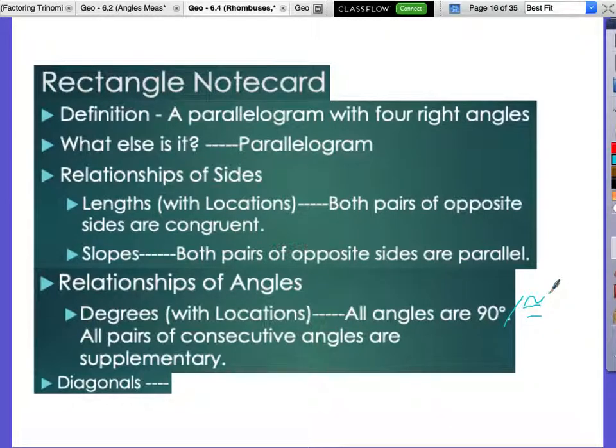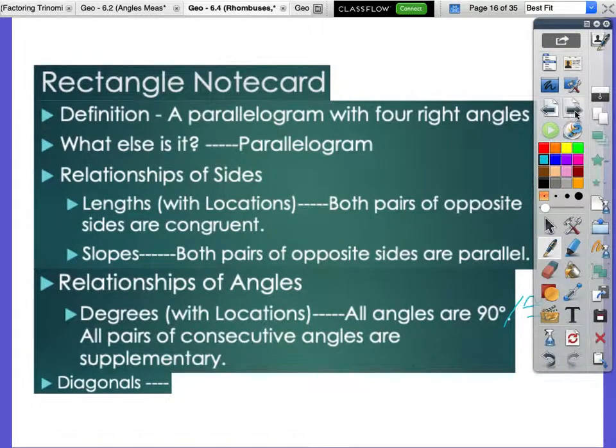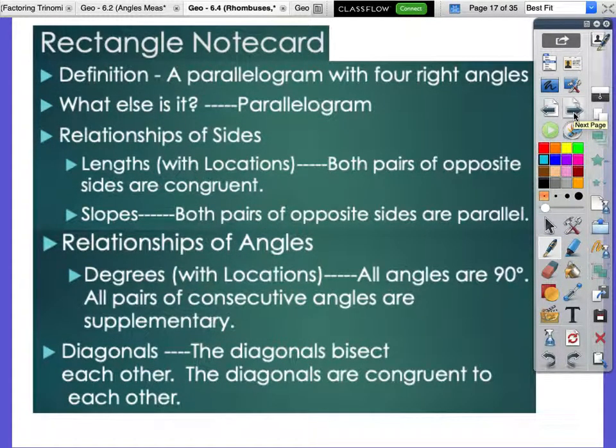Okay. Diagonals. So we know that because it's a parallelogram, what do we automatically know about diagonals? That they bisect each other, because that's true for a parallelogram. In addition, we also know they're congruent to each other. So the diagonals bisect each other like a parallelogram, but they are also congruent. So an added thing for a rectangle is that the diagonals are congruent. That's not true for a parallelogram unless it's a rectangle, but it is true for a rectangle.